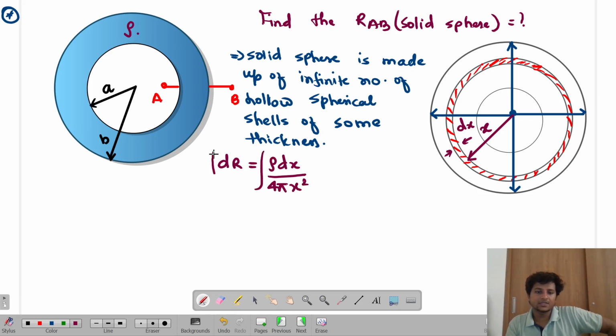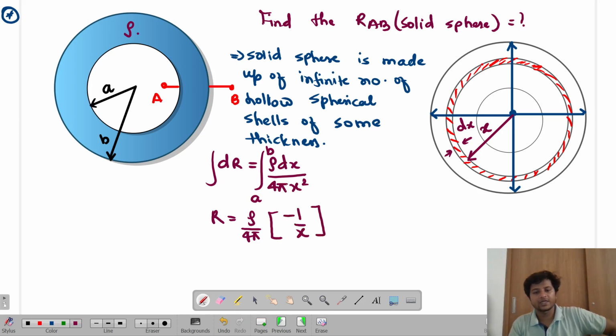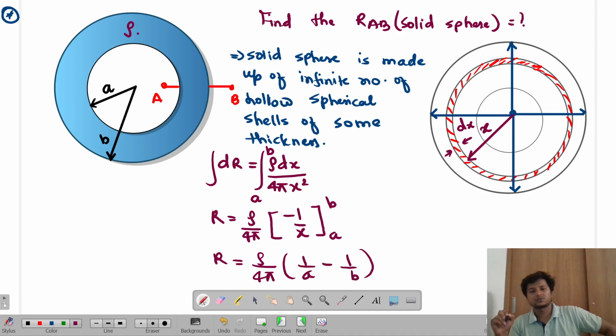And that integration I must do. So dr is equal to r, and that integration from a to b. So rho by 4 pi common, it is minus, the integration of 1 by x square dx is minus 1 by x from a to b. So r is rho by 4 pi, 1 by a minus 1 by b. That's your answer. Got it or not?